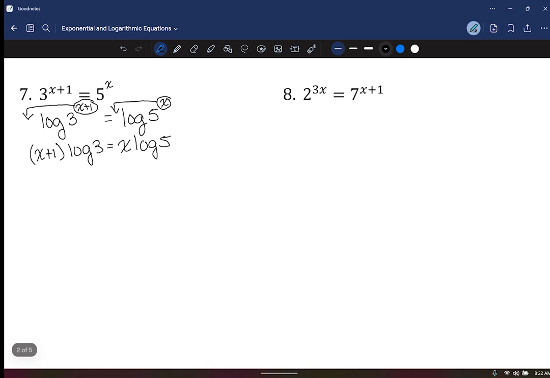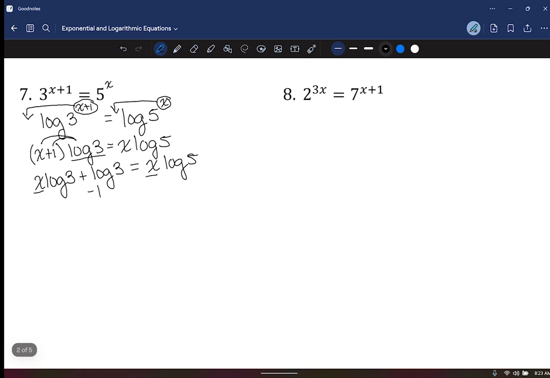Now, this log 3 is getting multiplied by two terms. So we're going to distribute. So we have x times log 3 plus 1 times log 3, which is just log 3, equals x times log 5. Now, the problem is that we have an x here and we have an x here. When you have an x in two different terms, you need to get those terms on the same side so that you can factor out that variable that you're solving for.